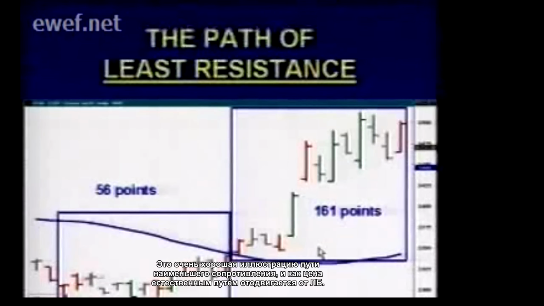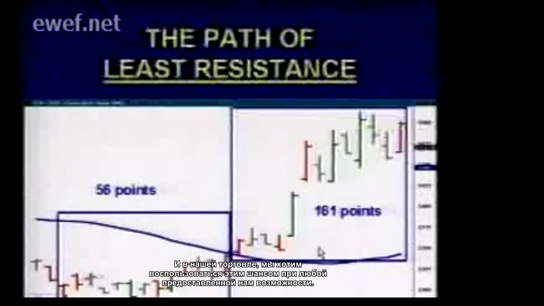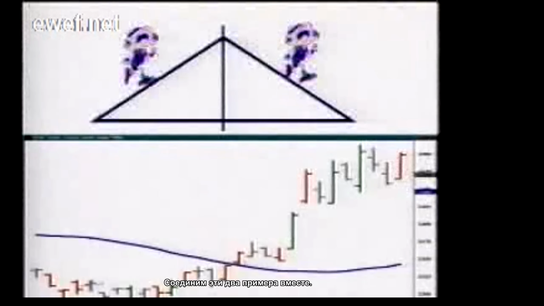This is a good illustration of the path of least resistance and how the price naturally moves away from the balance line. And in our trading, we want to take advantage of that at every opportunity we can. Let's go to the next slide, putting those two together. Moving away from the balance line is the same as this guy running downhill. Moving toward the balance line would be comparable to this guy going uphill.